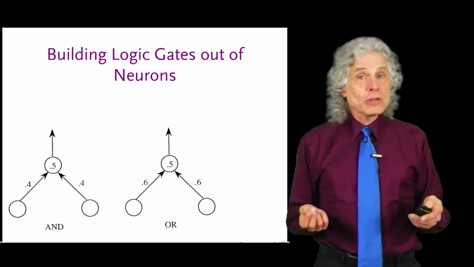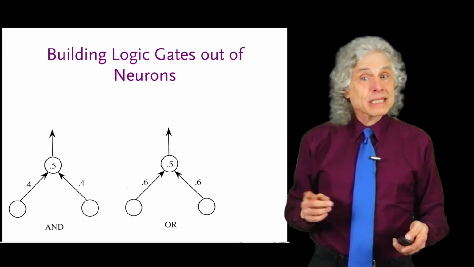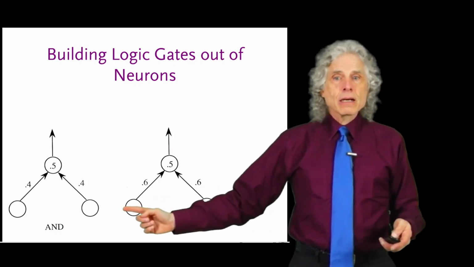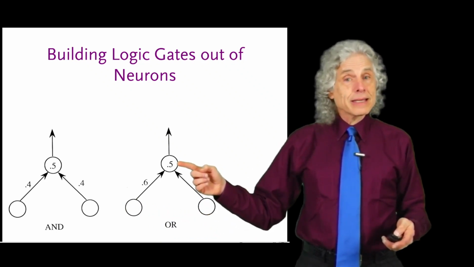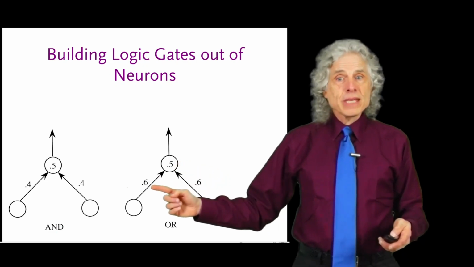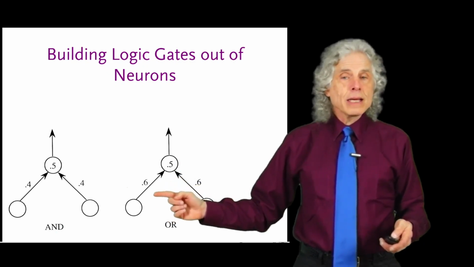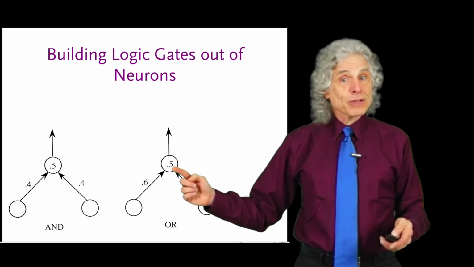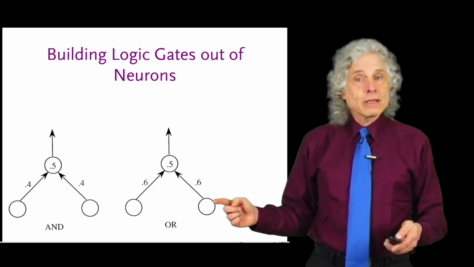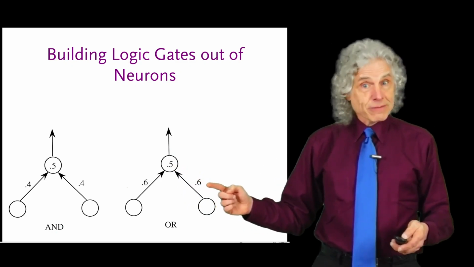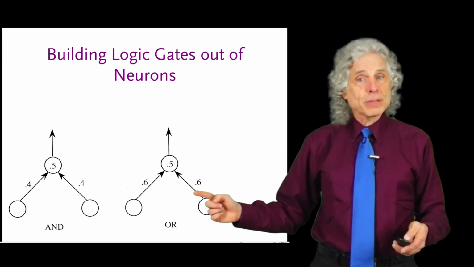What does OR mean? P or Q is true if P is true or if Q is true. That can be implemented in a neural network with slightly different synaptic weights. Call this the P neuron, call this the Q neuron. This is the P or Q neuron. It has a threshold of 0.5. If P is on, then the firing rate, let's call it 1. 1 times 0.6 exceeds 0.5. That's enough to turn on the output, or P or Q neuron. Same is true of the Q neuron. It alone, if firing, will suffice to turn on the output neuron. So this network will compute P or Q.